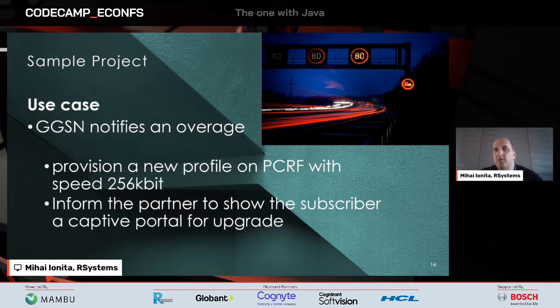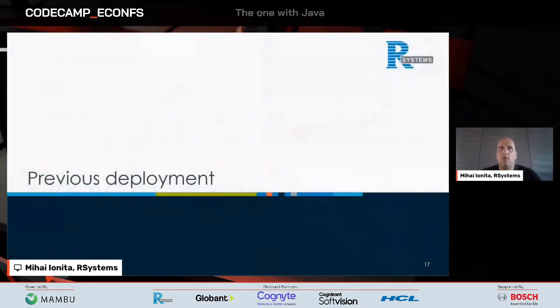Meanwhile, the partner is informed, whatever is the partner of the mobile operator, and it can choose to show the subscriber a captive portal. So, for example, upsell: you can buy this package to add an additional 10 gigabytes to your profile. Or at least you get a notification via SMS. Anything could work.